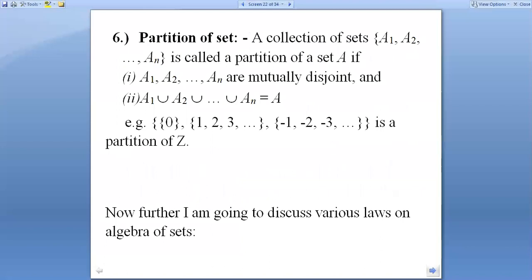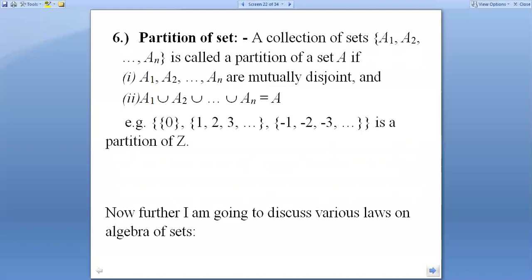The next definition is partition of a set. Again, we are considering a collection of sets A1, A2 and so on up to An. That collection is called a partition of a set if, condition number one, they are mutually disjoint. We just read the previous definition of mutually disjoint: if we consider any two sets and the intersection of those two sets is empty, then they are mutually or pairwise disjoint. So from this collection, which can go up to n, we consider any two elements. If the intersection of those two elements is empty, then they are mutually disjoint.